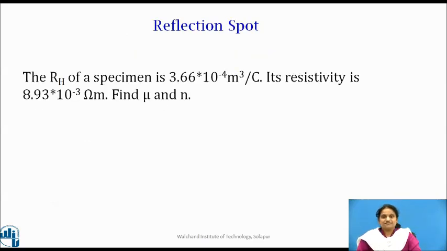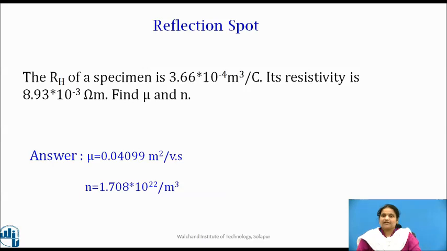Students, now pause the video and try to solve this numerical. Check for the correct answers. n can be calculated by the equation RH is equal to 1 upon e into n. And for mobility, first calculate the conductivity from resistivity and solve.